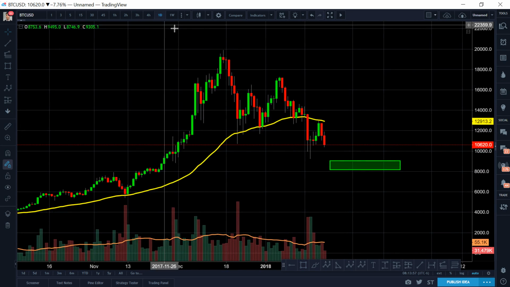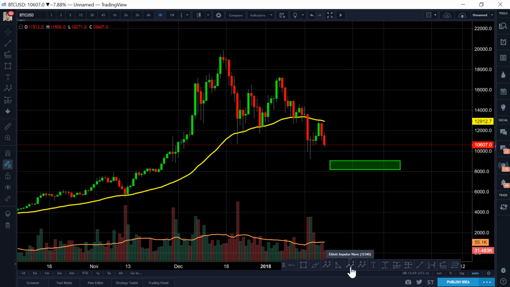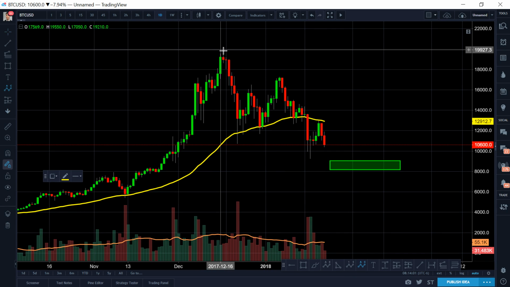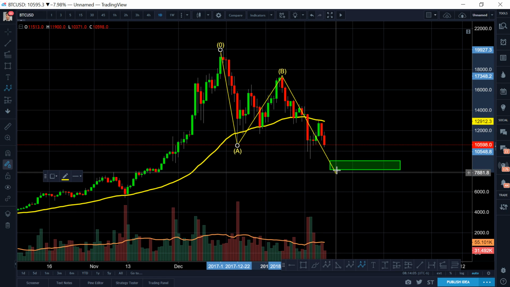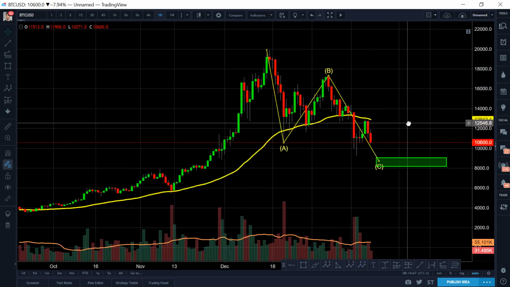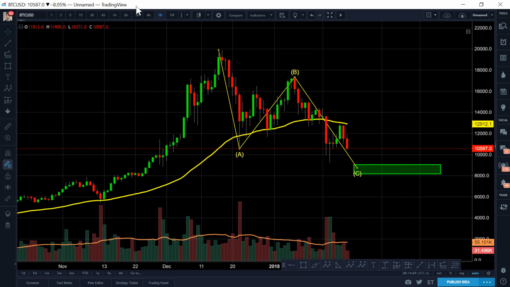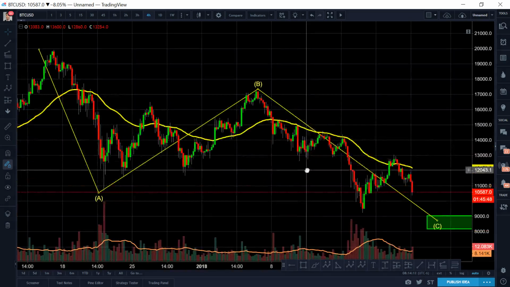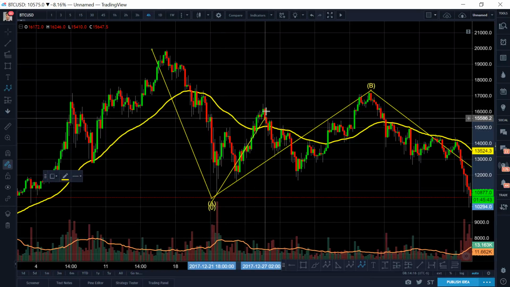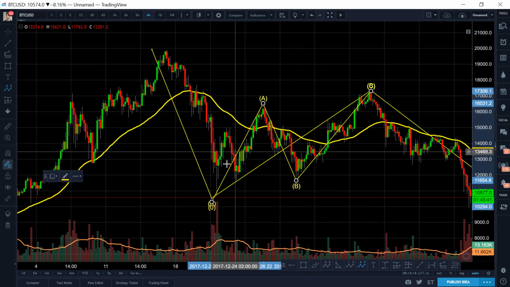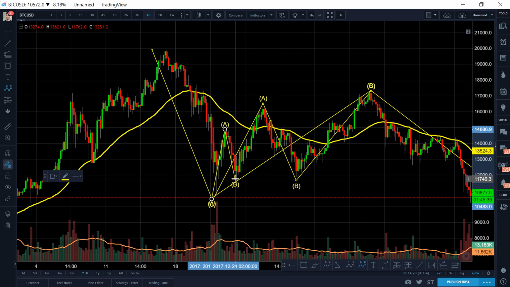Now, what we're counting very easily, we're not going to count everything, but what we are counting is an ABC that wants to go somewhere in there. We don't know exactly if it's actually going to get there, but we're keeping an eye on it, just put it that way. So this does an ABC, very easy in hindsight, with a 3-3-5 structure inside of that A to B.